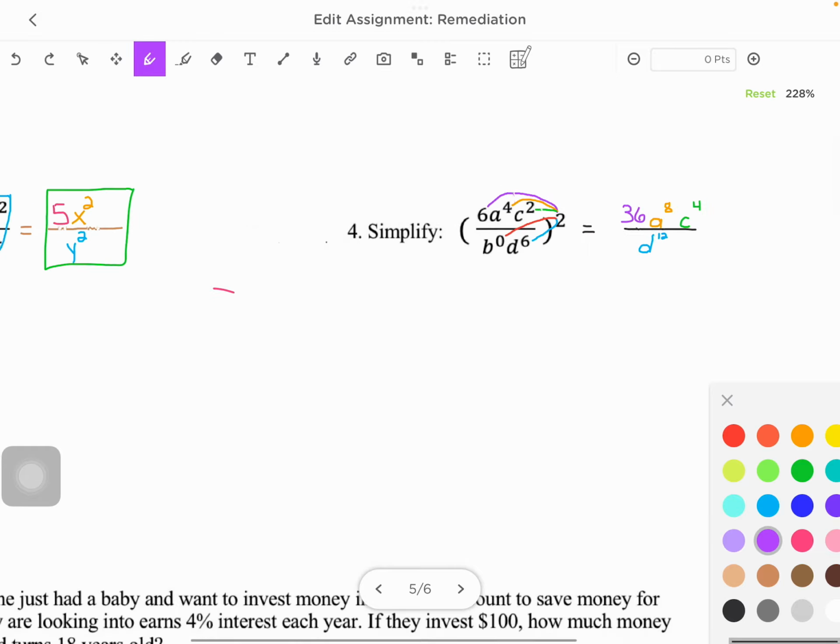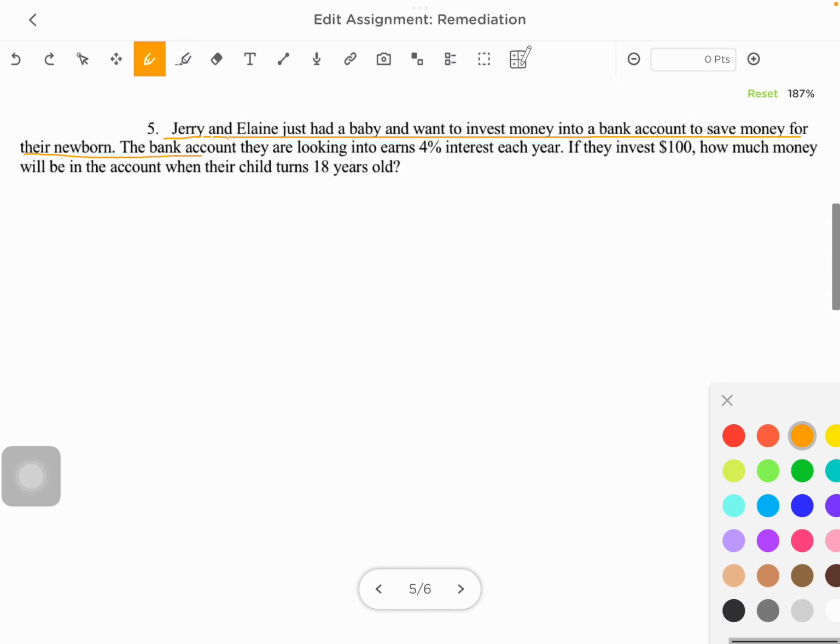All right, last one. So let's read this one. I'll let you read this one to yourself, and I'll read it quietly also. Okay. All right, so for these types of problems, let's write down the provided formula.